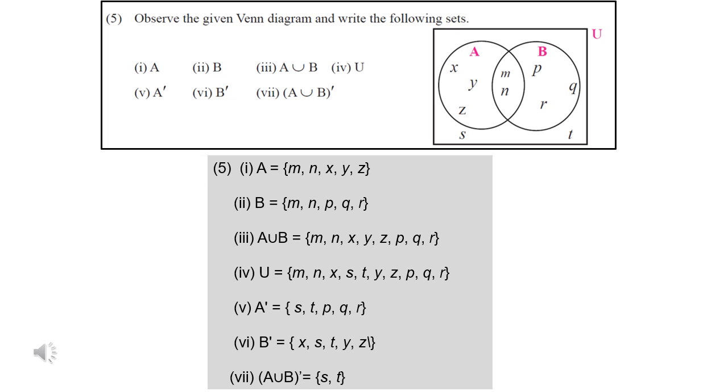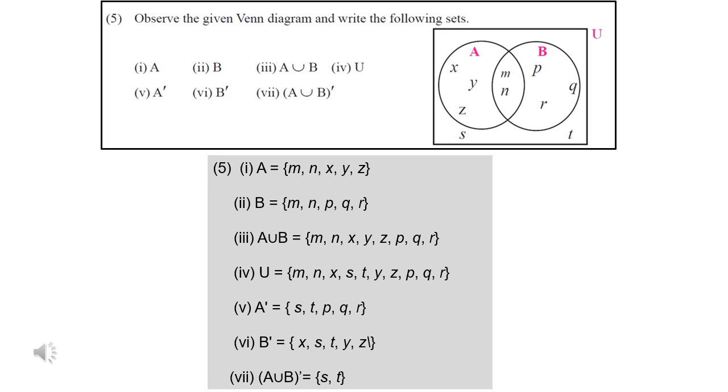Okay, so we start with the first one. Which are the elements present in set A? Look at the circle representing set A. So we have M, N, X, Y, Z. Okay. Next, elements in set B. M, N, P, Q, R. Next, A union B. So we combine these two and we write the repeating elements only one time. So M, N, X, Y, Z, P, Q, R.